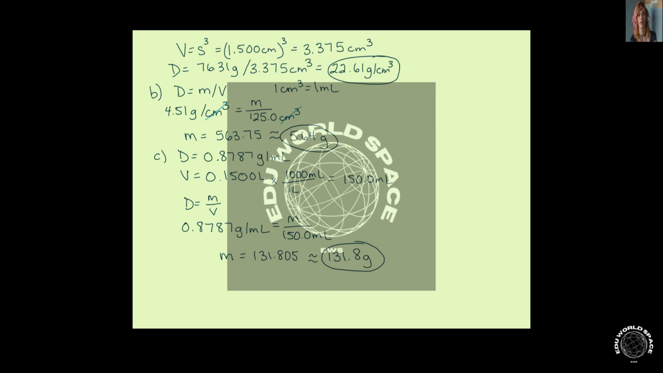Again, we're going to make sure our units cancel. Here we have milliliters. And it was 4 significant digits because each of those numbers in our equation had 4 significant digits.